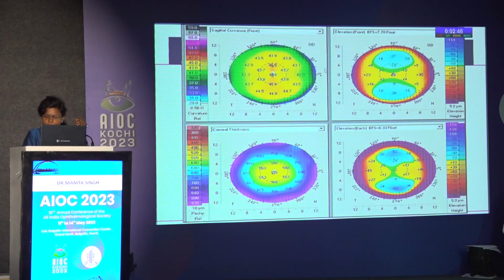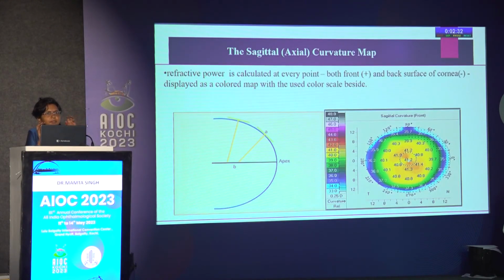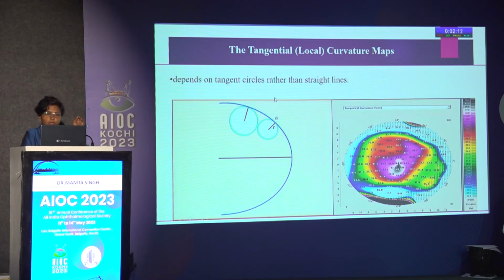So if we talk about the typical representation, on the top left we have the sagittal map, then elevation at the front surface of the cornea, elevation at the back surface of the cornea, and the corneal thickness map. This sagittal map is like looking at the cornea from the front, this axial view. So anything which is very much abnormal is going to be apparent here. Finer details we cannot decide based on the sagittal map. If we want to read one particular point in detail, then we need to take the tangential map, where every individual point is considered in detail.